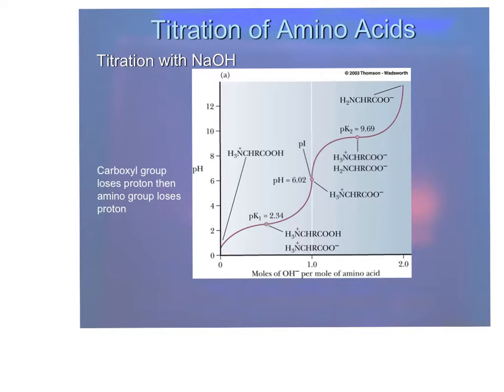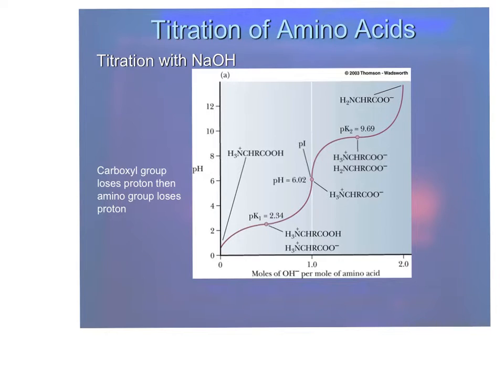You will have these isoelectric points, isobestic points, points of inflection. That's probably better, that's the term I'm needing. The point where the entire molecule overall is neutral is called the isoelectric point. It's a pI. Each amino acid has its characteristic pI. Each one of these other inflection points is an individual pKa.